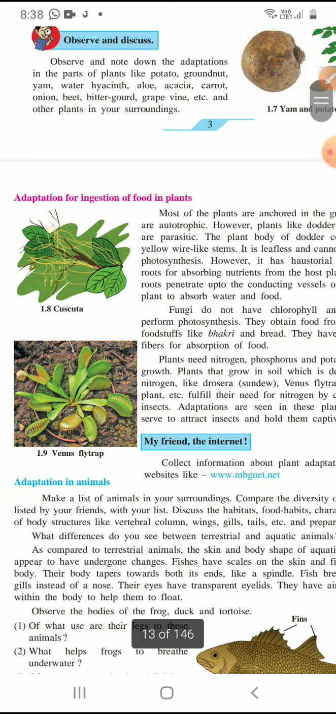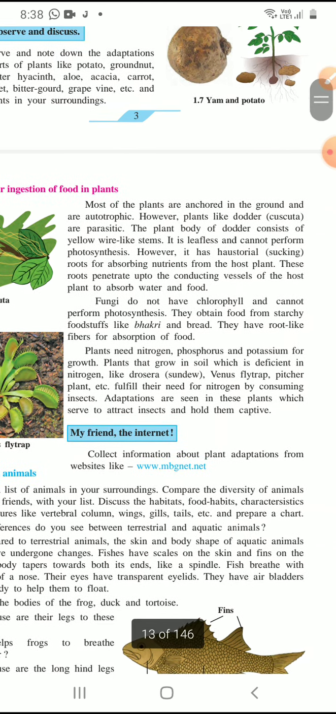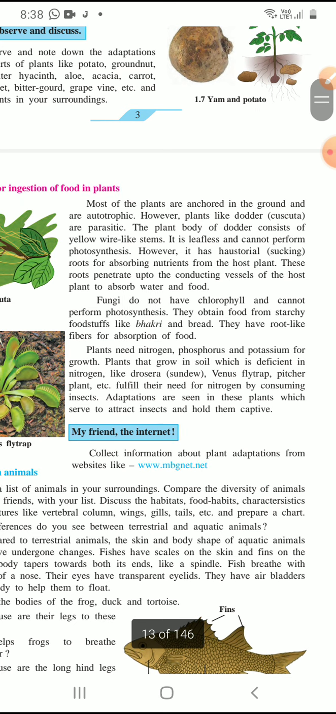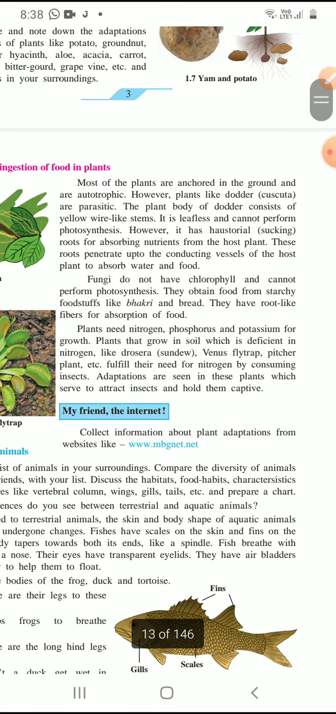Adaptations for obtaining food in plants. Most of the plants are anchored in the ground and are autotrophic. However, plants like dodder, cuscuta are parasitic. The plant body of dodder consists of yellow wire-like stems. It is leafless and cannot perform photosynthesis.